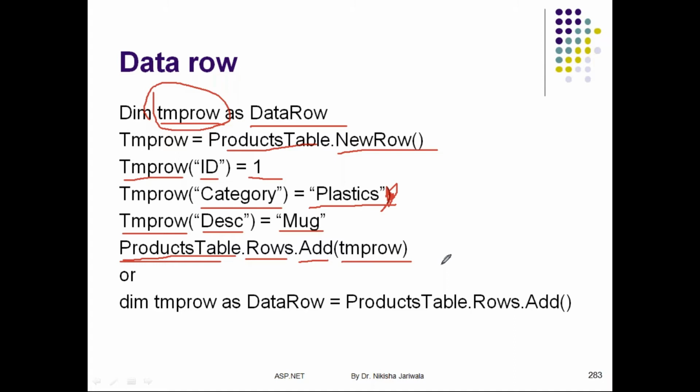We need to create the object of that data row. We need to specify the field name, along with the value. And after specifying the values of all the fields, we need to add that object of data row within the rows collection of the data table. So this is another way you can add a row within this particular products table.